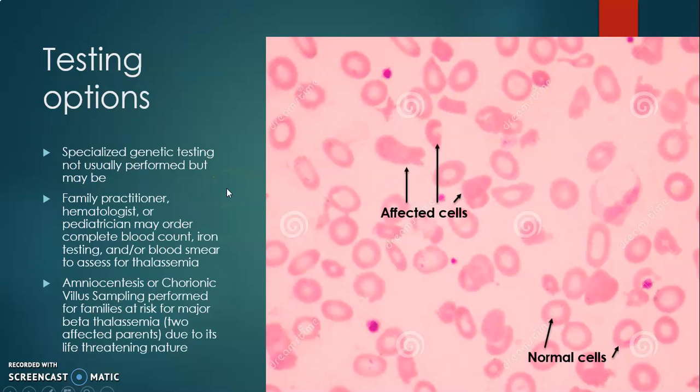And then if there are 2 affected parents or 2 carrier parents, most OBGYNs would be willing to order chorionic villus sampling or amniocentesis just to check and see if the child is going to have the really severe type of anemia. But I was trying to find pricing for all of this, and it's very difficult because they all require a prescription in order to find out pricing for the specialized genetic testing. Again, it's very rarely performed and probably not really necessary. It's normally just found based on symptoms.